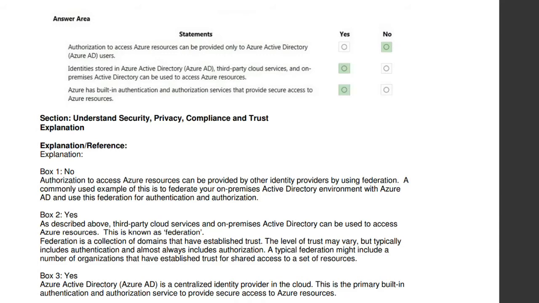Identities stored in Azure Active Directory, third-party cloud services, and on-premises Active Directory can be used to access Azure resources. So you can use that, and its answer is yes. Azure has built-in authentication and authorization services that provide secure access to Azure resources. Obviously, yes, because it's cloud computing, authorization and authentication have to be performed by Azure itself. So the answer is yes.